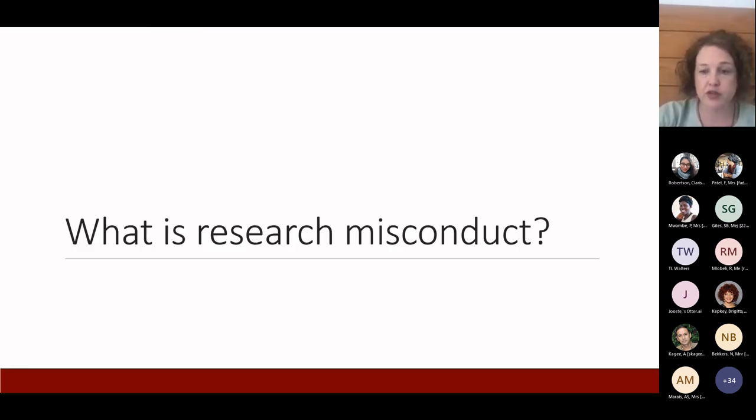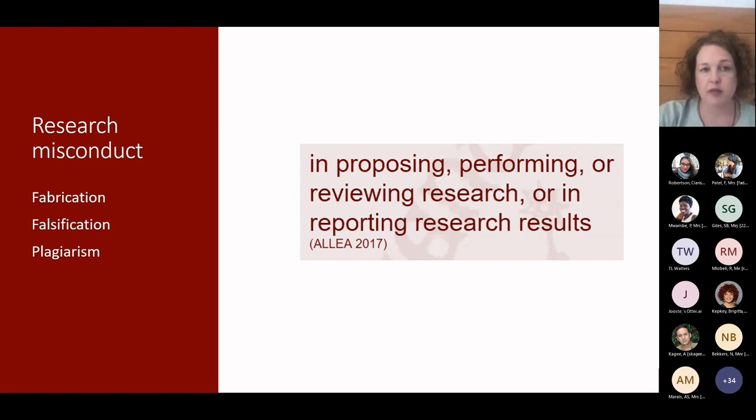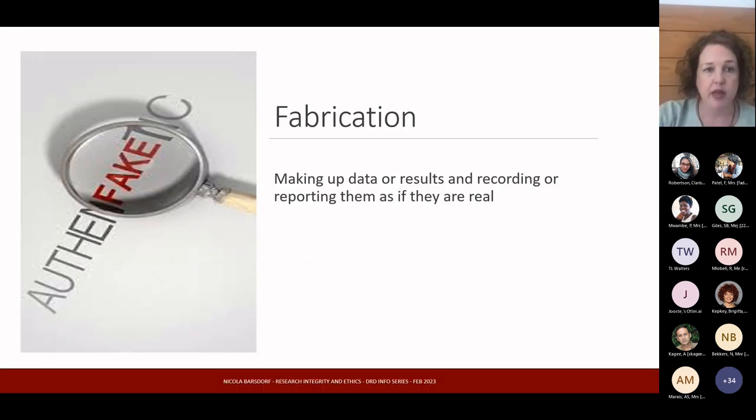So what is research misconduct? What are these activities that distort research? Strictly speaking, research misconduct has been defined as fabrication, falsification, and plagiarism, either in proposing, performing, or reviewing research, or in reporting research results. Fabrication is essentially faking data or faking results. So making up data or results and recording or reporting them as if they are real.